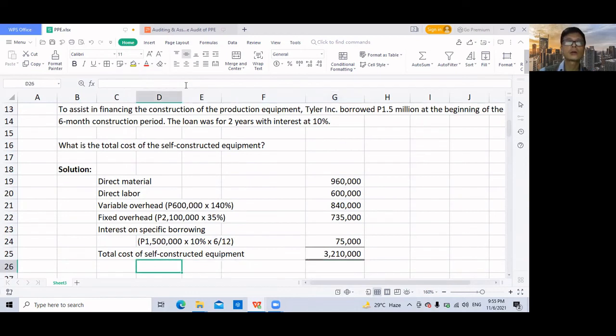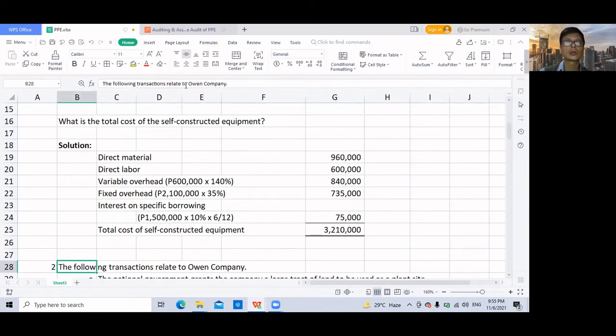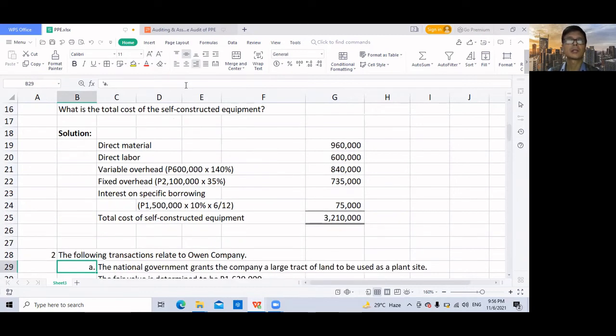Okay, and then we'll go now to the second one. Ito naman, si Owen Company, no? So ito lang yung kailangan natin matandaan dito sa property, plant and equipment, especially audit of property, plant and equipment, yung valuation normally, no, and yung proprietary nung accounting nila, no. Okay, yung mga debits and credits, those things, no. So para rin basic to ng financial accounting or intermediate accounting. So the following transactions relate to Owen Company.